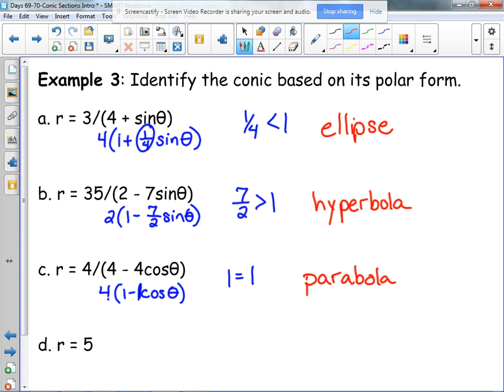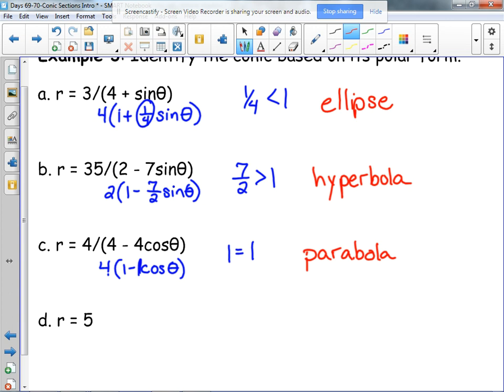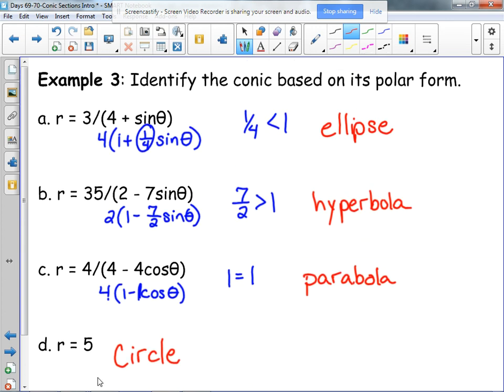The negative doesn't matter. It's kind of the absolute value. Sorry, I didn't make that clear earlier. The negative doesn't matter. Okay, and then the last one there, R equals 5. I threw that note in there. That is just a circle. Okay, so that covers our 4 types.